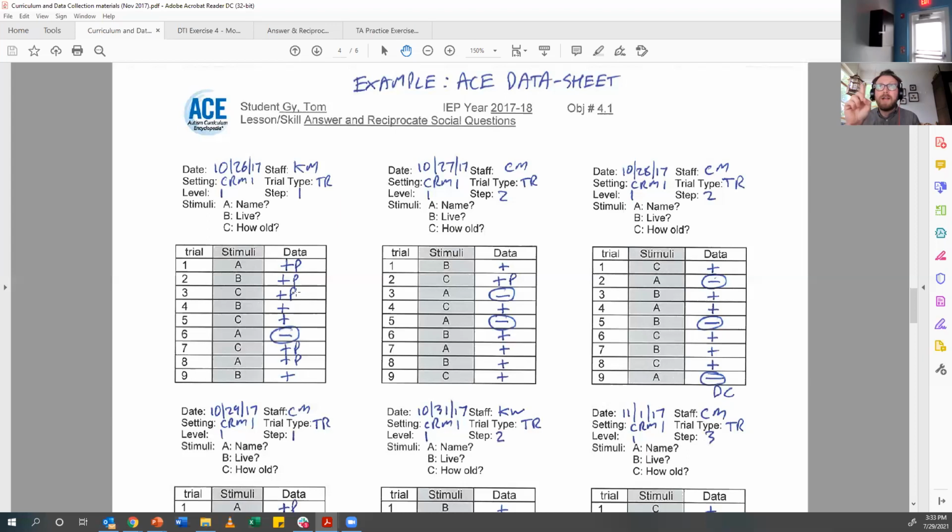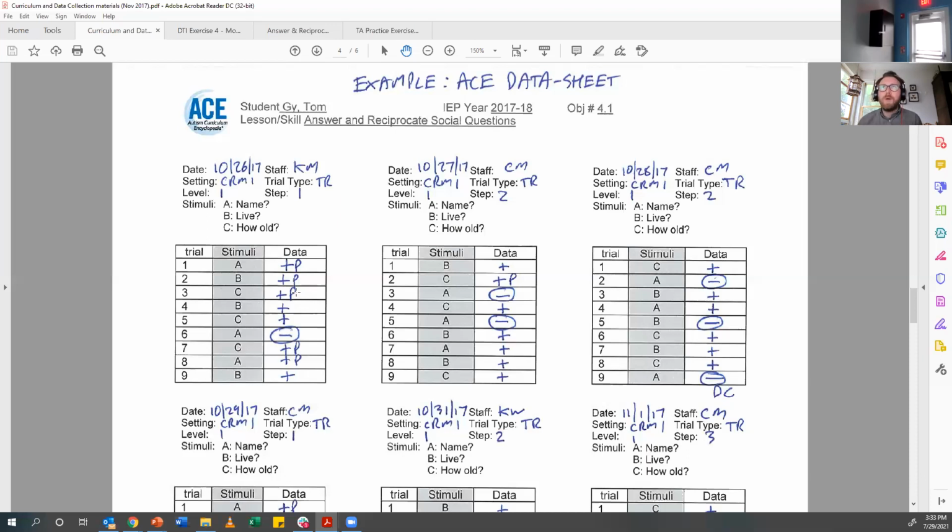He engages in 1 incorrect response, okay? Trial 6, he engaged in an incorrect response, okay? When we asked, what is your name? Okay? The responses that he made that were correct, some of those responses were prompted, okay? Trial 1, 2, 3, 7, and 8. Some of the trials were correct and independent. He responded correctly before we prompted him.